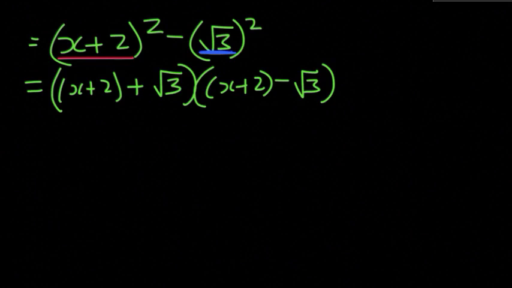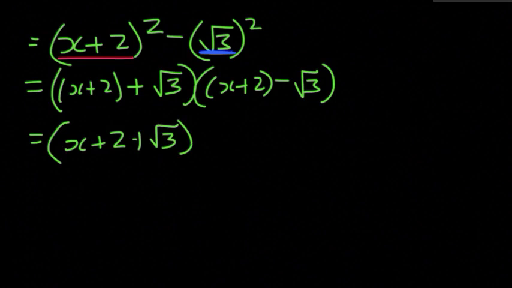Now, there are some internal brackets there, around the x plus 2, and we can remove those brackets so that we end up with (x + 2 + root 3)(x + 2 - root 3). Okay, that's the first example.